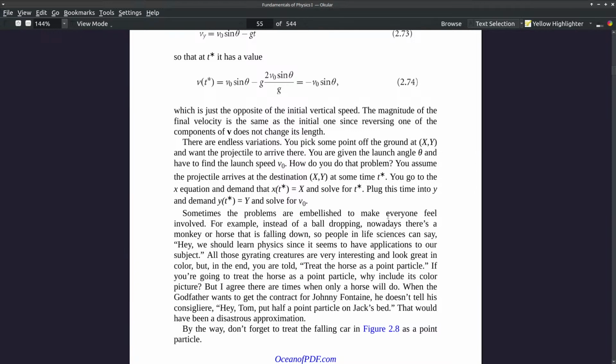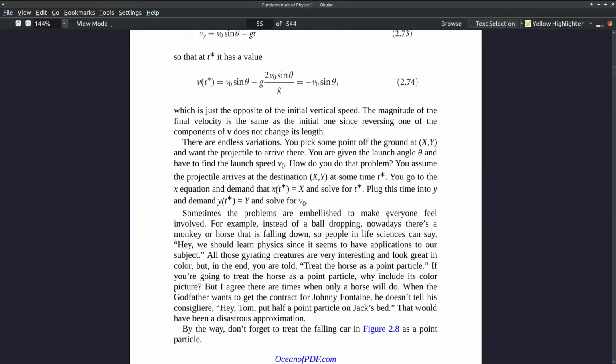Sometimes the problems are embellished to make everyone feel involved. For example, instead of a ball dropping, nowadays there's a monkey or a horse that is falling down. So people in life sciences can say, hey, we should learn physics, since it seems to have applications to our subject. All those gyrating creatures are very interesting and look great in color, but in the end, you are told, treat the horse as a point particle. If you're going to treat the horse as a point particle, why include its color picture? But I agree, there are times when only a horse will do.